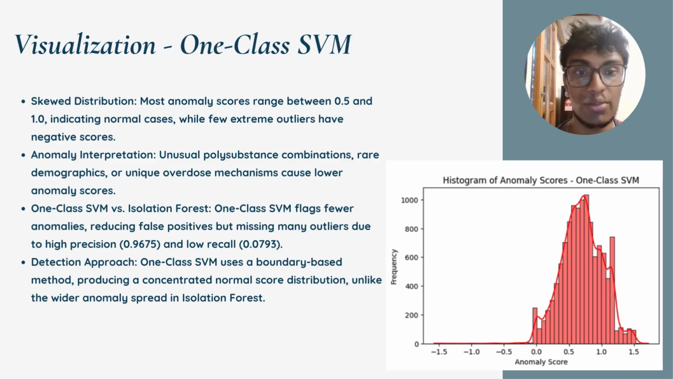Finally, in comparison with the histogram of isolation forest, we understand that one class SVM assigns anomaly scores within a narrower range than isolation forest. It is less aggressive at detecting anomalies, meaning it reduces false positives but has a low recall. Precision is high at 0.9675, but recall is low at 0.0793, confirming that while the model is accurate when it flags anomalies, it misses many actual outliers. Unlike isolation forest, one class SVM relies on a boundary based approach, leading to a concentrated normal score distribution.